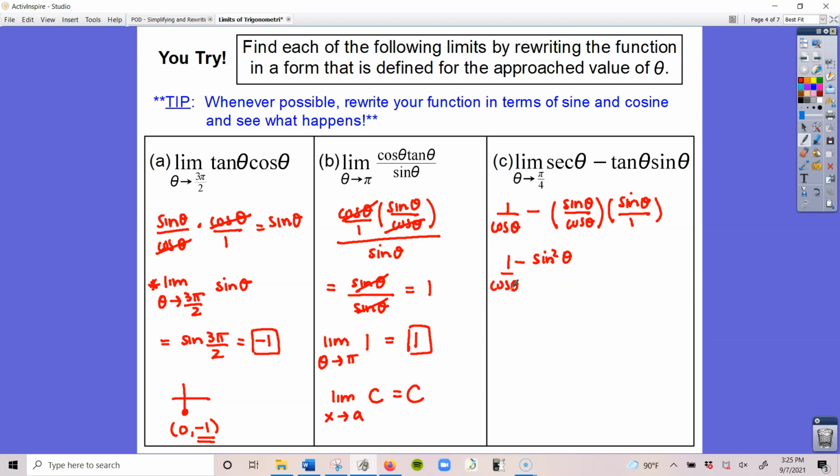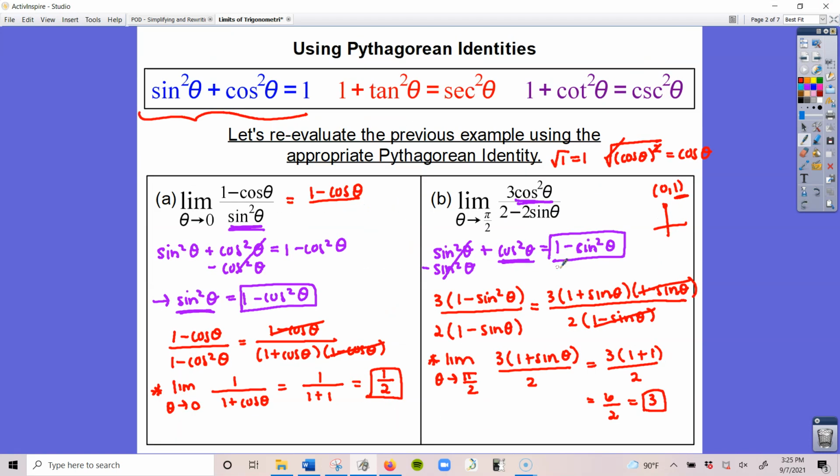Let me just break it up so you can see. This is 1 over cosine theta minus sine squared over cosine theta. Since they're both over cosine theta, we can turn this into one fraction because they have the same denominator. So this is 1 minus sine squared all over cosine. Now 1 minus sine squared should look familiar. If I look back at my identities, I even have it boxed here. 1 minus sine squared is equal to cosine squared.